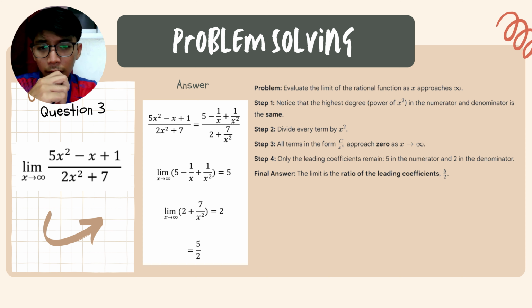Step 4. At the end, the only terms left are the leading coefficients, 5 from the numerator and 2 from the denominator. All other terms have gone to 0. Okay, the final answer. So the limit simplifies to the ratio of these leading coefficients. In other words, the limit is 5 divided by 2. Okay, that's all.